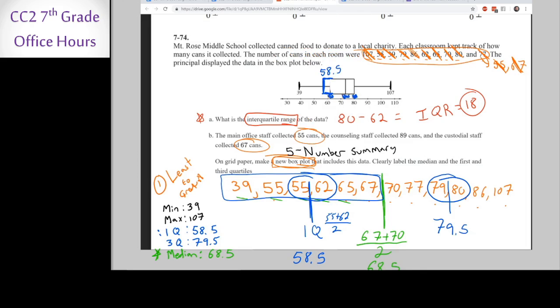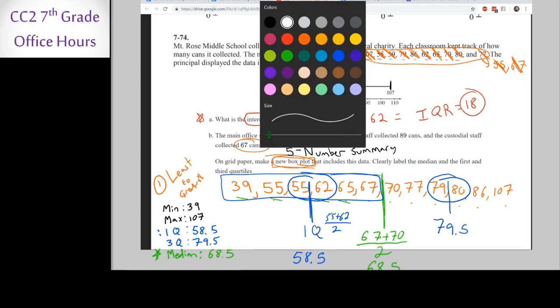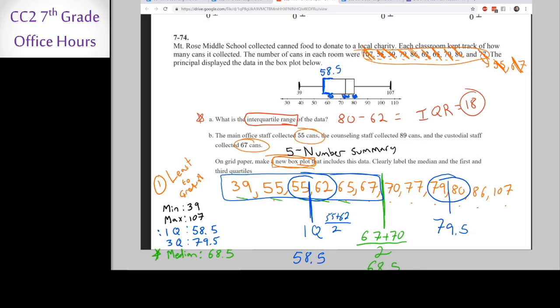Let me get rid of that. Okay, you see how that quartile is at 58.5, and of course you would redraw this on your paper because you're not lazy like me. And then your new third quartile can still be pretty close to there. It's now 79.5. And then your new median is now 68.5, so it's going to be a little bit lower than it is currently.